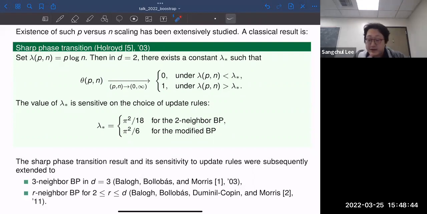Okay. So starting from this classical result, a more general observation has been made. It is studied for various update rules and in various dimensions. For example, three-neighbor bootstrap percolation in dimension 3 is proved by Balogh, Bollobás and Morris, and r-neighbor bootstrap percolation for any r between 2 and the dimension d is proved by these authors plus Dominic Kühn in 2011. Also, there is a lot of other related research. Recently, this was extended to a very general model called U-bootstrap percolation, but let's not talk about that.